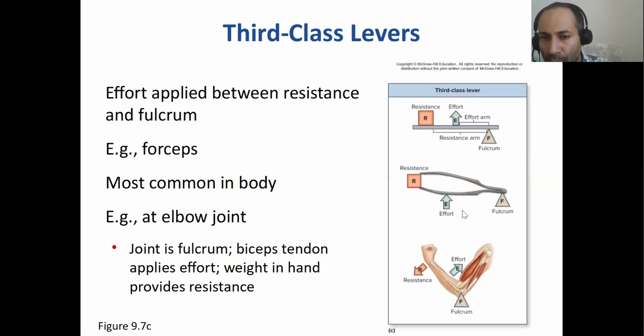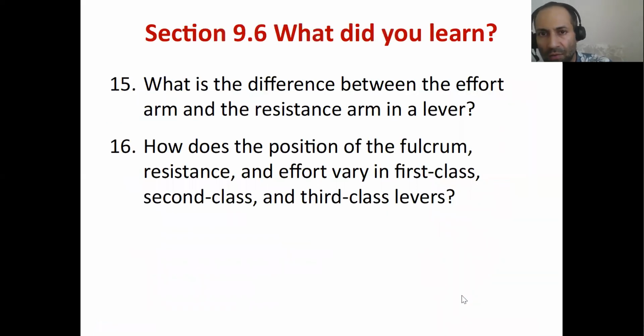And a perfect example of a third-class lever in human terms is when you flex your biceps, okay? So in that case, the resistance is the object or the dumbbell, whatever you're trying to lift. The fulcrum is your elbow joint. The effort is the force of your biceps, as you can see here in this picture.